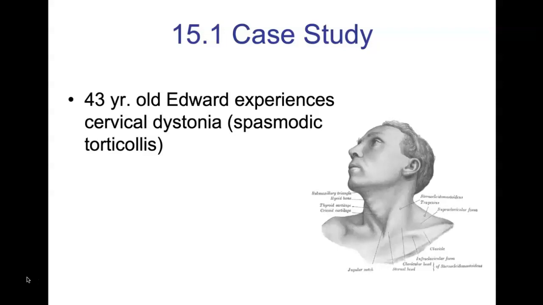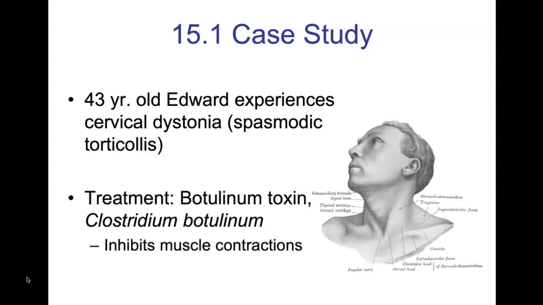This is also known as spasmodic torticollis. This is when you have involuntary movement of the neck muscles which cause your neck to move to one side uncontrollably. And although there is no cure for this disorder, we know that treatment with botulinum toxin, a lot of you know this as Botox, has been useful in inhibiting the muscles from contracting.